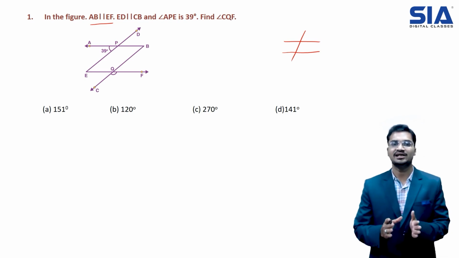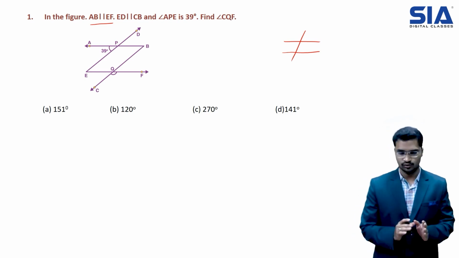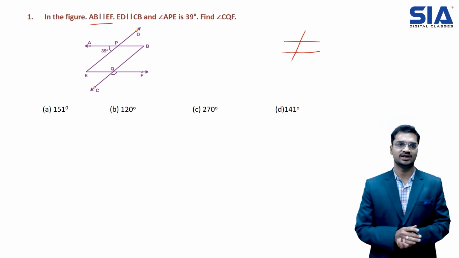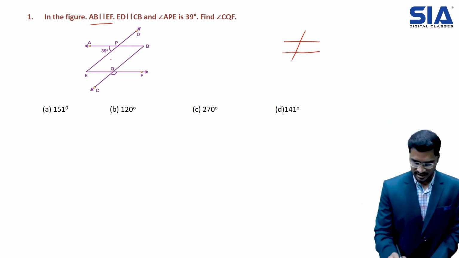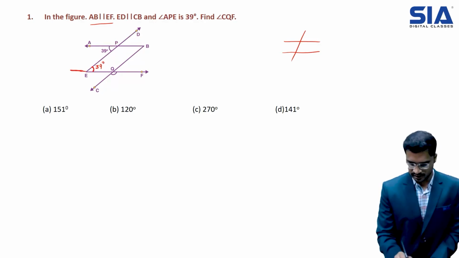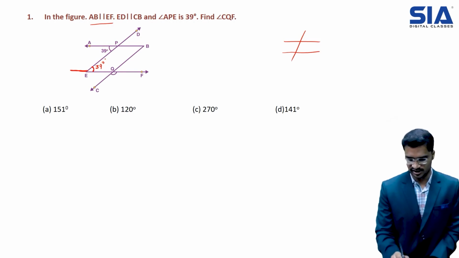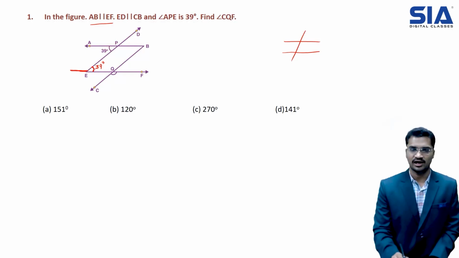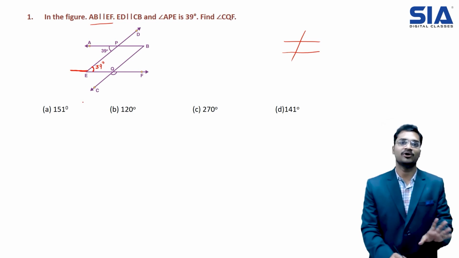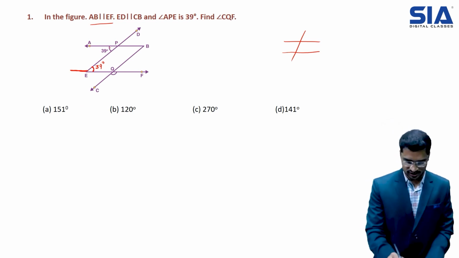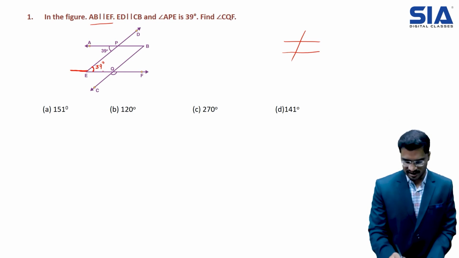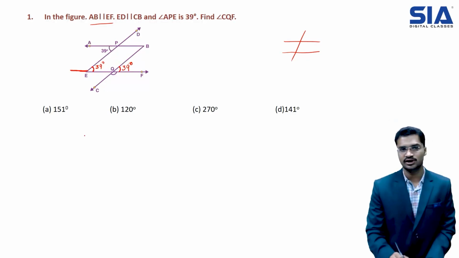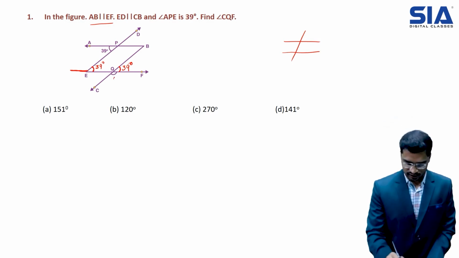Given that angle APE is 39 degrees, I can say that this angle is also 39 degrees, because AB is parallel to EF and these two values are co-interior angles or corresponding interior angles. So this is 39, this is 39. If this angle is 39, this angle will also be 39 degrees. Let us assume this angle as theta.